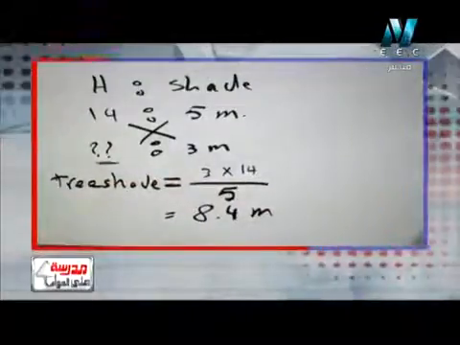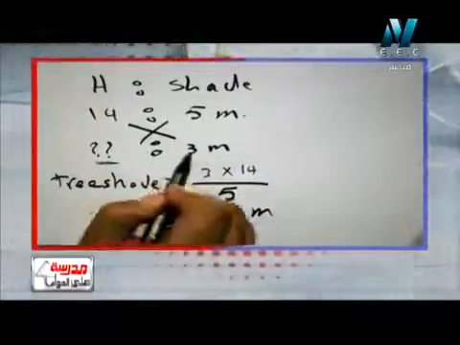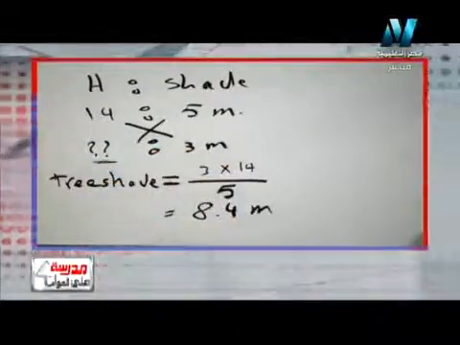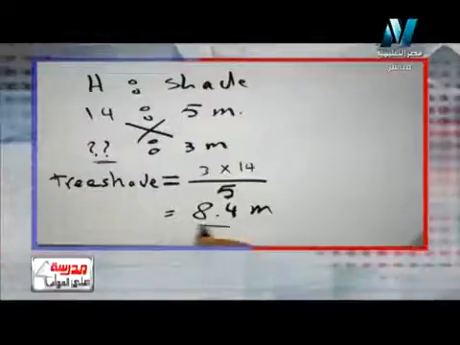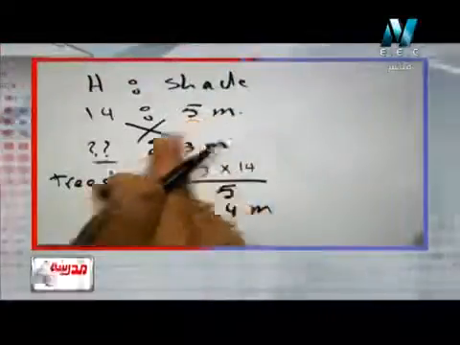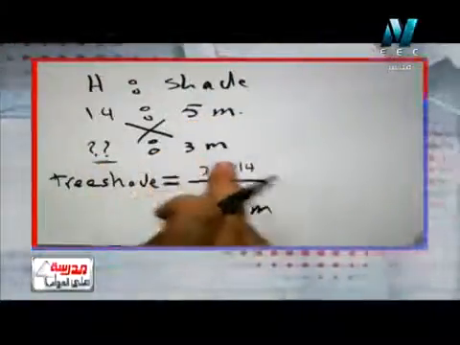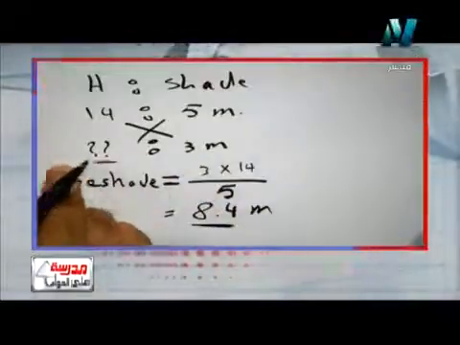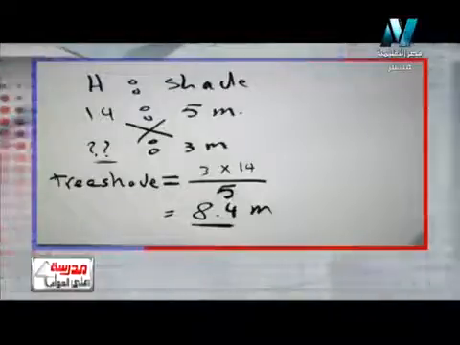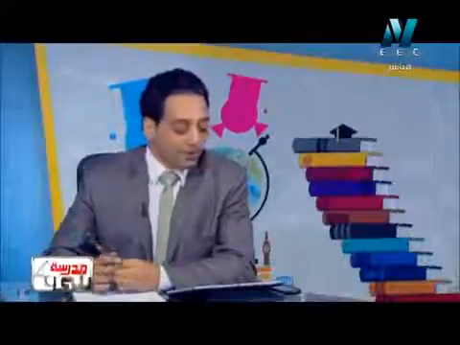It's a very important rule. 3 times 14 over 5. You can use your calculator to get the result. It's so easy to get the result. The result will be 8.4. When the real height of the building is 14 meters and its shade equals 5, if the shade of the tree is 3 meters, then the real height of the tree equals 8.4 meters. That's okay. All right, let's move to another exercise.